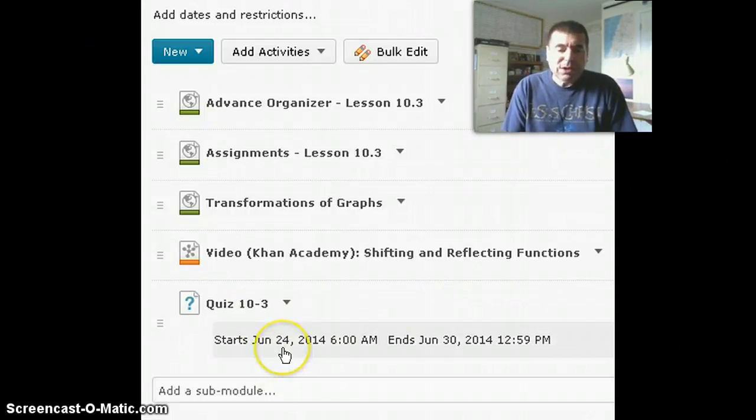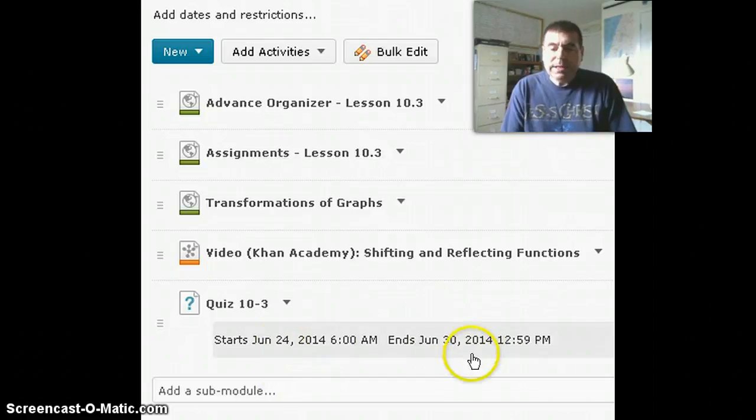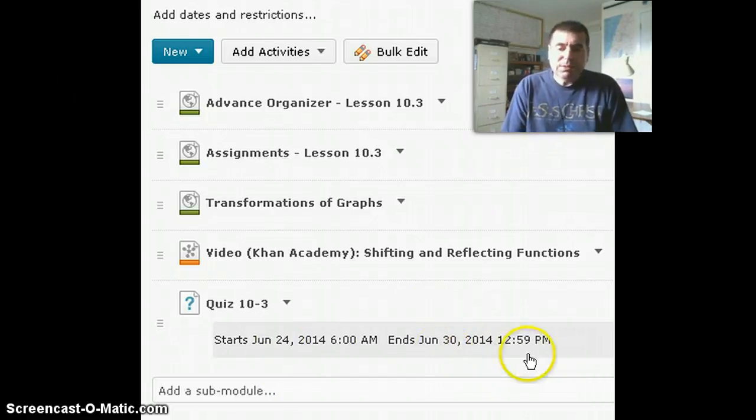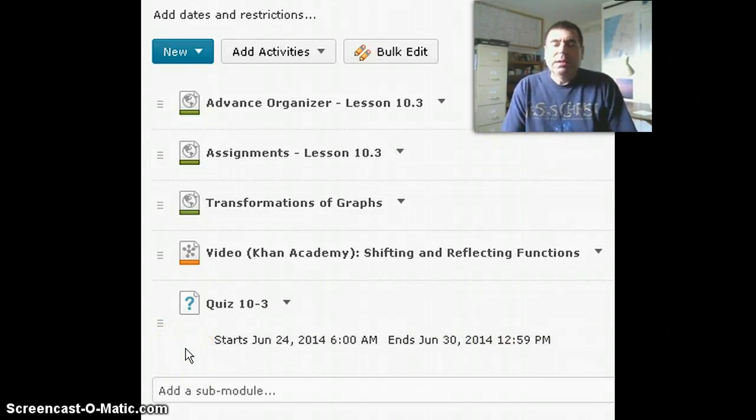Now notice it starts at June 24th and ends at June 30th. I am considering changing these times to 11:59 at night. That way there's no confusion about the afternoon, but I'm going to have to work on that and get that done. That is the gist of this lesson, but I want to give you some advice before you leave.